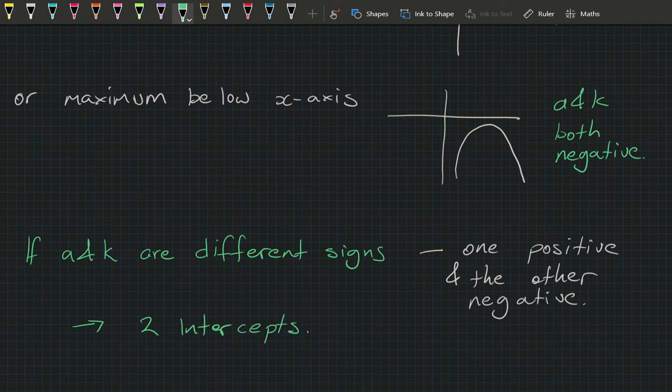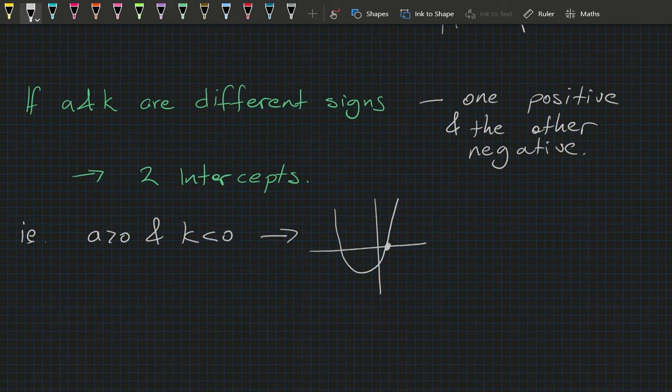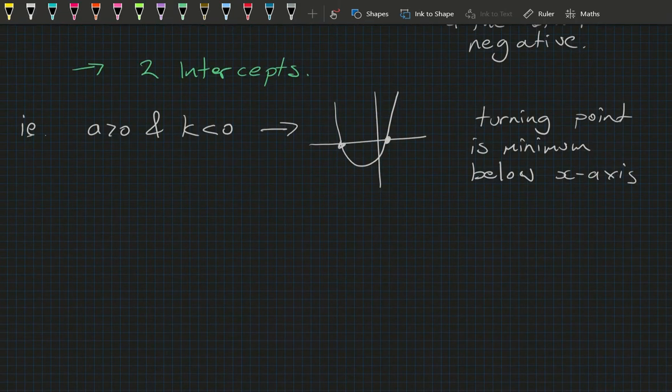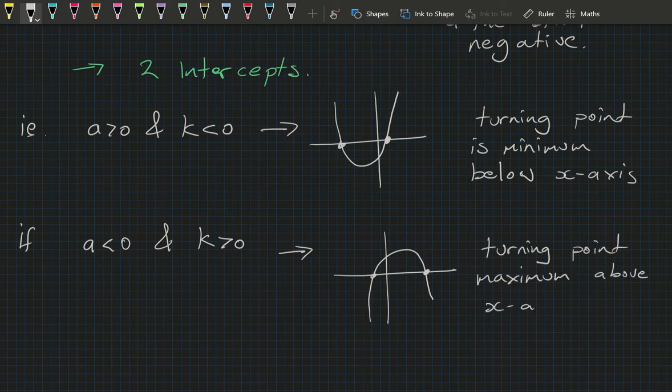So for example, a is greater than 0 and k is less than 0, then you get a parabola that looks a bit like this one, i.e. one with a turning point that's a minimum that's below the x-axis. And no surprises for guessing that if a is less than 0 and k is greater than 0, then you get a parabola that looks a little bit like this one, where the turning point's a maximum above the x-axis. Alright, so that's pretty much all the new information.